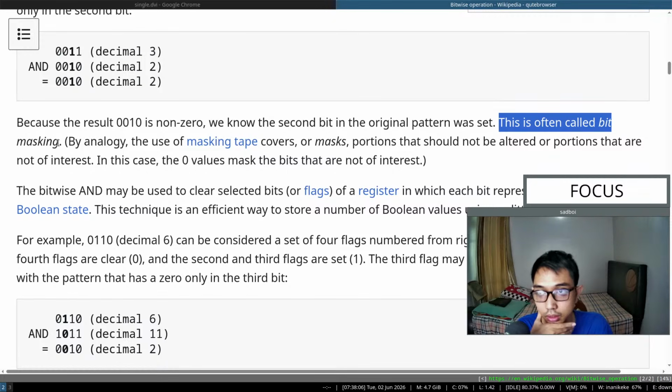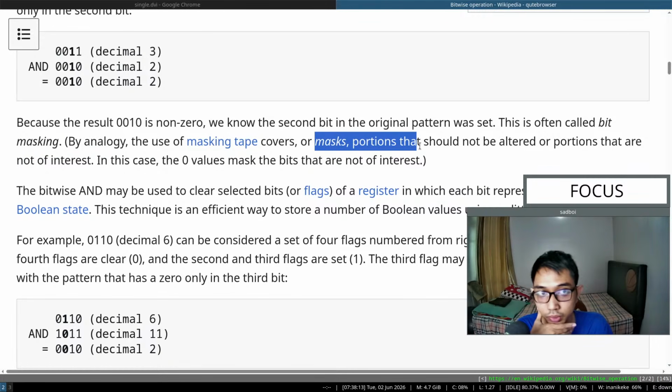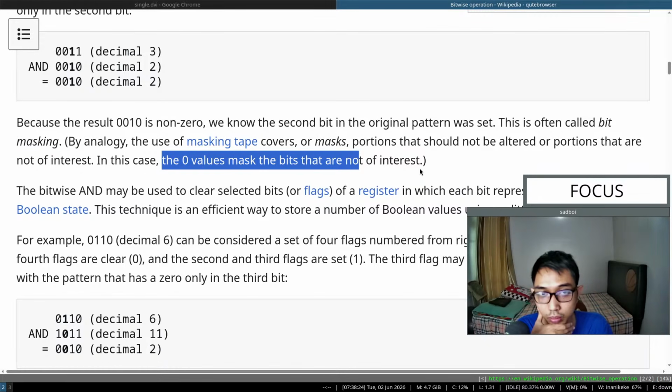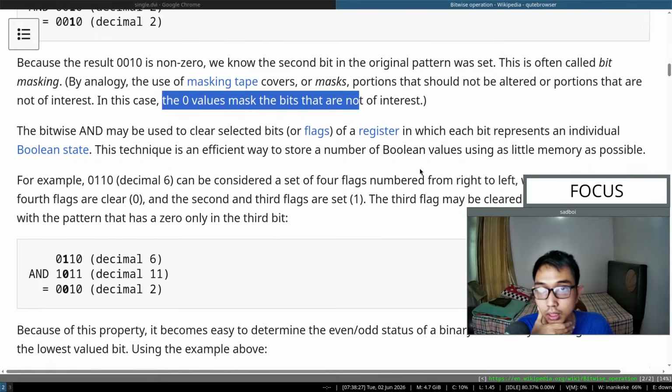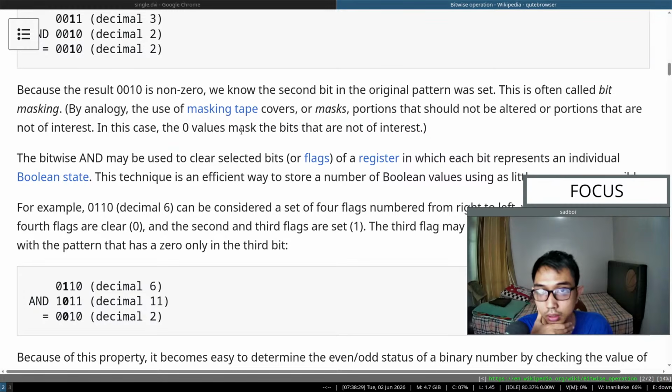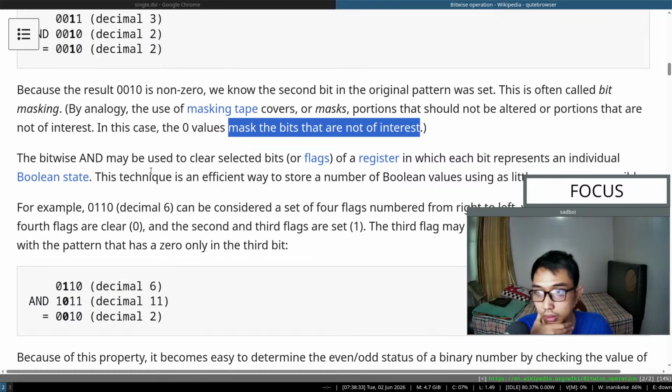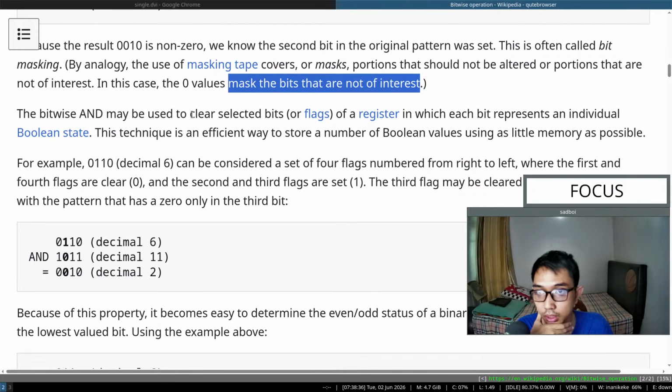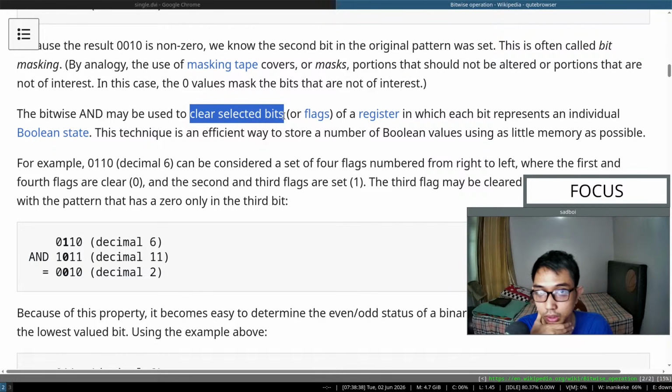Okay. Right. By analogy, masking tape covers or marks portions that should not be altered or portions that are not of interest. In this case, the zero value marks the bits that are not of interest. Okay. And also to clear the selected bits.